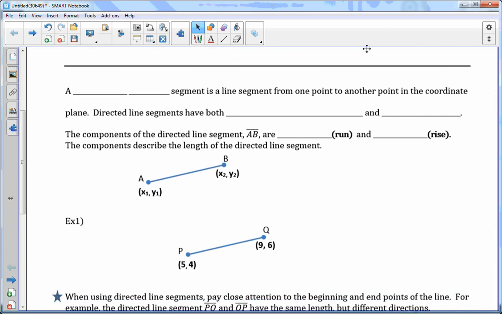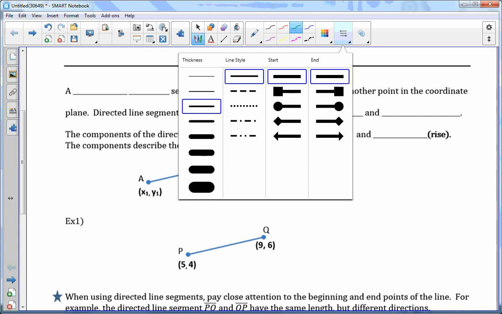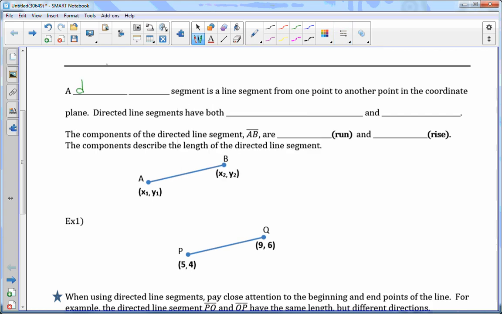We're learning today how to partition a directed line segment. Okay? This isn't just any line segment, there's a direction to it. So a directed line segment has both a length and a direction.